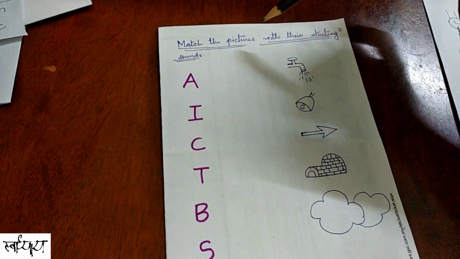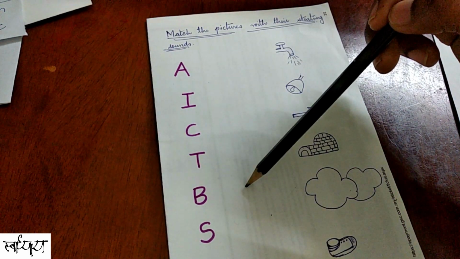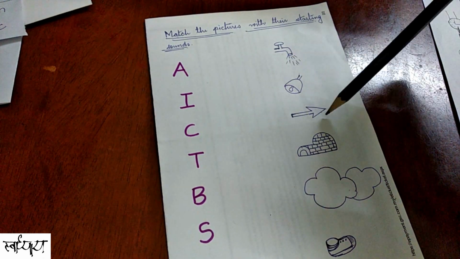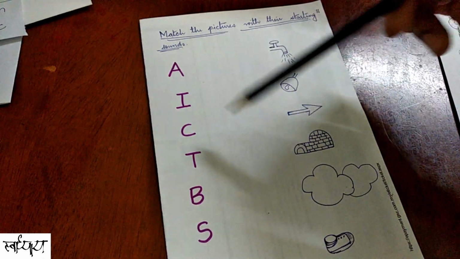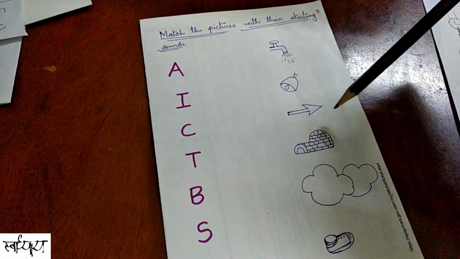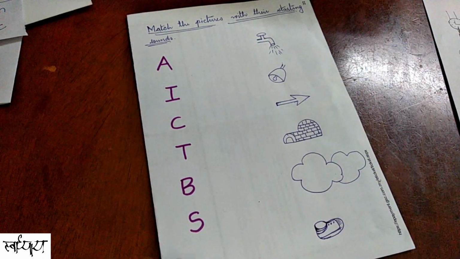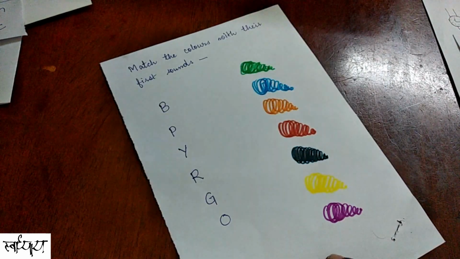Let's move on. Match the pictures with their starting sounds. On one side, the starting sounds are given, either uppercase letters or lowercase letters, and on the other side, some pictures can be drawn. And your child has to match the alphabets with the pictures. And after finishing this, they can also color this. Now let's move on. This is the next one.